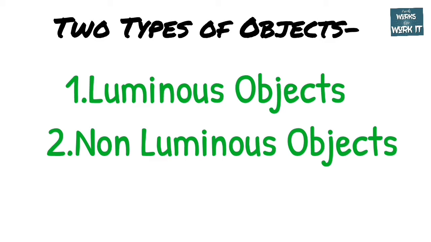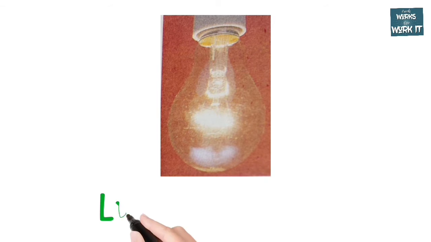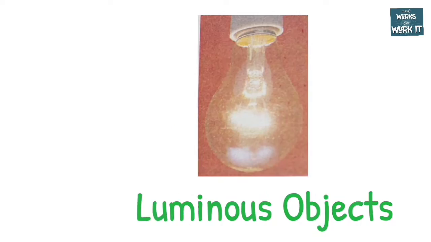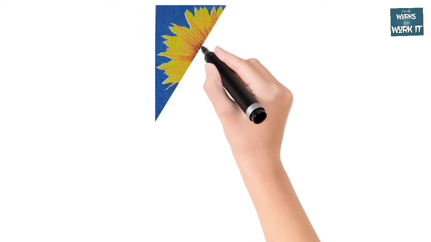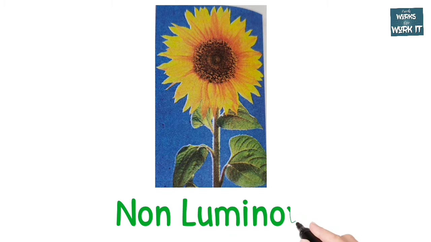So let's take a few examples here. I've taken a simple example of the bulb for luminous objects. There can be several other examples such as candles, torchlight, tube light, fire, etc. Those emit the lights. Okay, next example of non-luminous, we can take the example of flower. So there can be several other examples you can take by yourself for non-luminous and luminous objects.